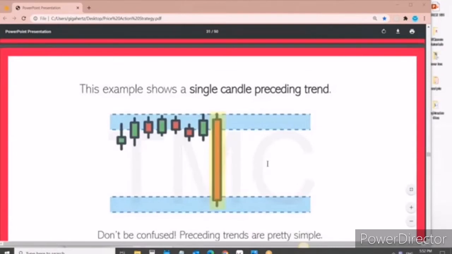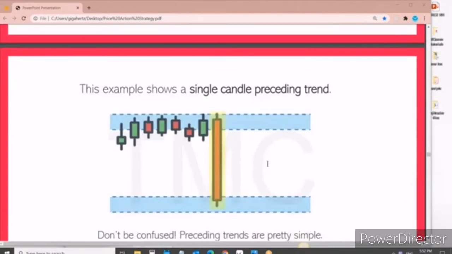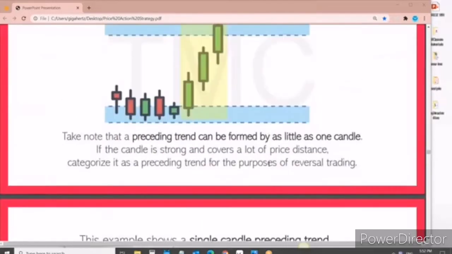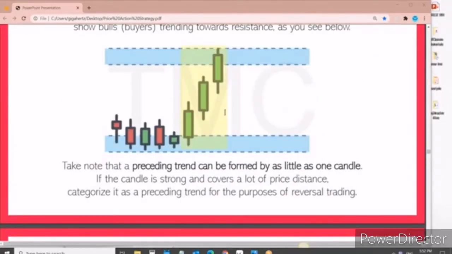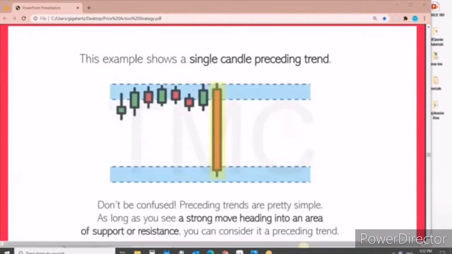Now, what do you notice this? This is just one single pa. So this is one candle or single candle preceding trend. Okay? Hindi po, simula nung sinasabi ko, hindi lang tatlo kailangan, apat or marami, okay lang kahit isang candlestick lang yan. As long as it shows that there is a strong move heading into an area either of support or resistance. Okay? Kahit isa lang, okay lang yun. Basta may makita ka lang na strong move of price heading towards either support or resistance, that's preceding.